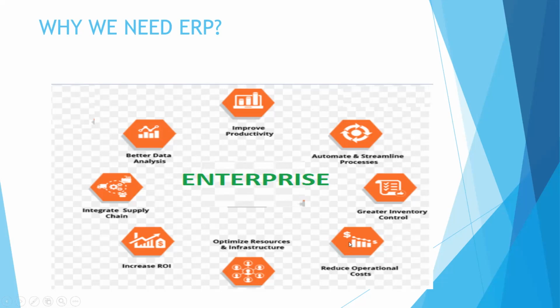Reduce operational costs. Operational cost means previously too many people were working in industry. By using software, they can reduce the manpower also. Okay, optimize resources and infrastructure. This is like integrating different departments all together. So now you got it, right. ERP means enterprise resource planning. Basically, this is software which you make ready for your customer. So SAP is one of the software.